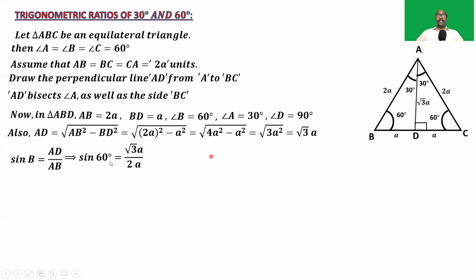B is equal to 60 degrees. So sine 60 degrees is equal to root 3 into A by 2 into A. So by cancelling A in numerator and denominator, we get sine 60 degrees is equal to root 3 by 2.